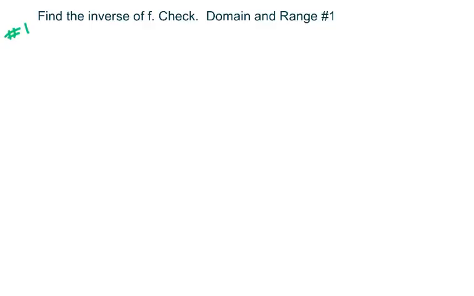Everyone, we're given a function f of x equals 2 over 3 plus x. We have to find the inverse, and then we're supposed to verify, that's the check part, that we did it right, and then state the domain and range. So basically what I'm going to do is find the inverse and state the domain and range first, and then we do the check.